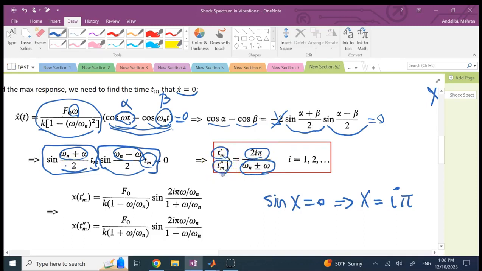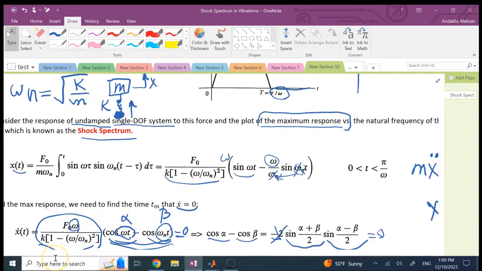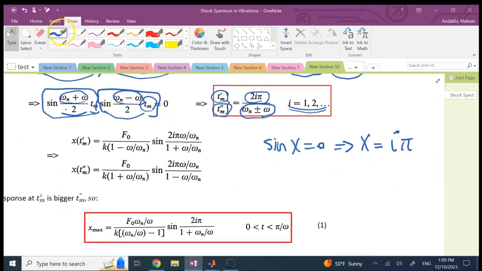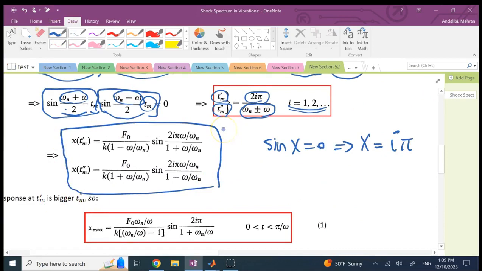Okay, so you have two general solutions. And it's more than two really, because for any i, these solutions will change. But these are the general form of the solution. So now I plug those t back into my x equation, which is this one over here. That should give me two different solutions for x maximum, and that's what you can see over here. So these are the two solutions you can get for t prime and t double prime.